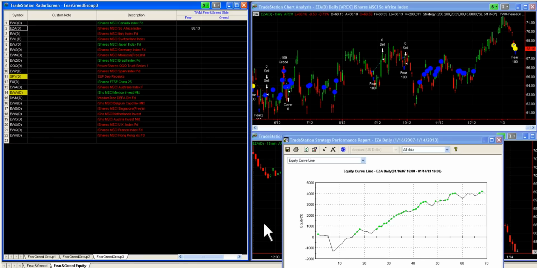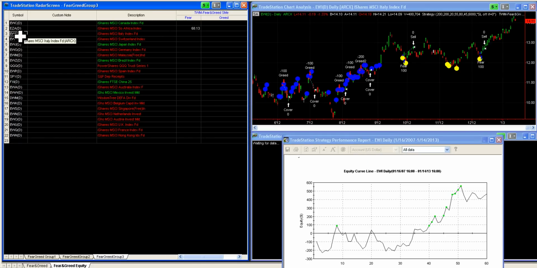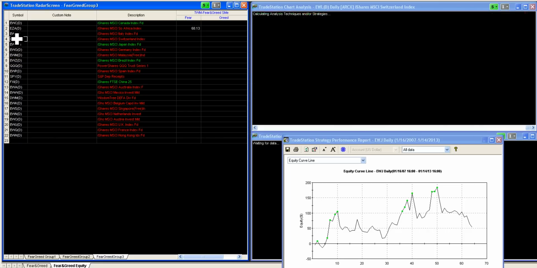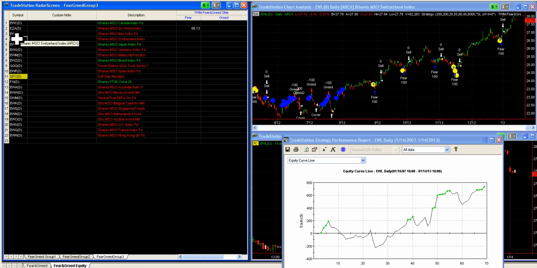I made basically three groups. This is the first group, which is only countries, or country indices. Here you can see the indices of the countries which are normally traded, or which exist from iShares. If you go through, you will see that on some indices the strategy is very good, and on some indices it's not so good.